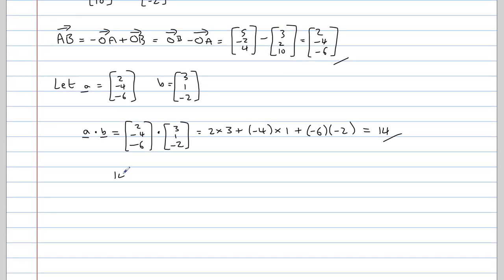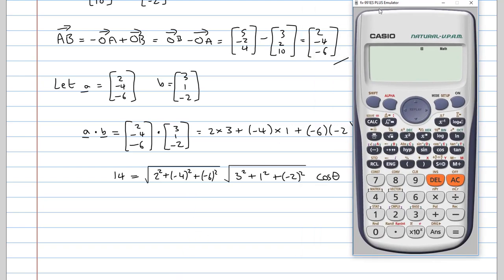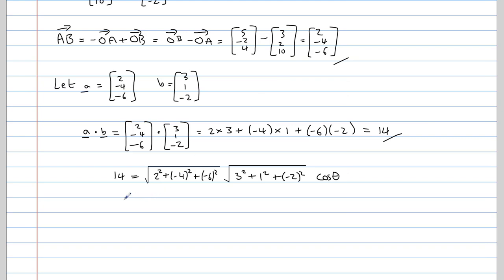So we can say that 14 is equal to mod of A, which we get by doing Pythagoras, multiplied by mod of B, multiplied by cos theta. So let's put all this into our calculation and see what we get. Mod A times mod B gives us 28. So we can say that 14 equals 28 cos theta. Dividing through by 28 gives us cos theta equals a half, which means that theta is going to be 60 degrees.